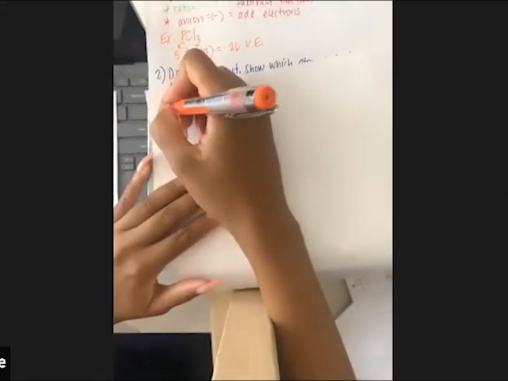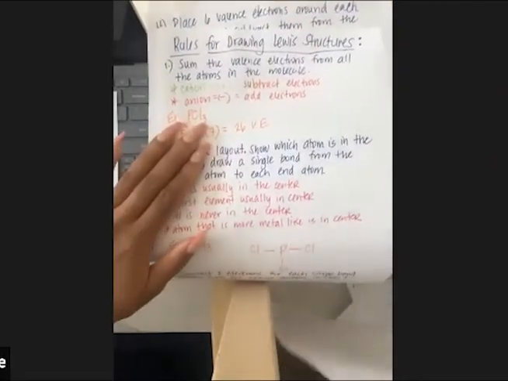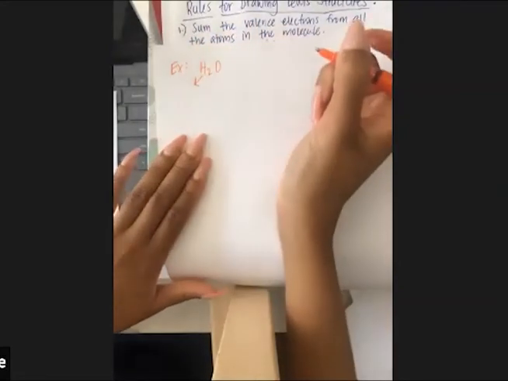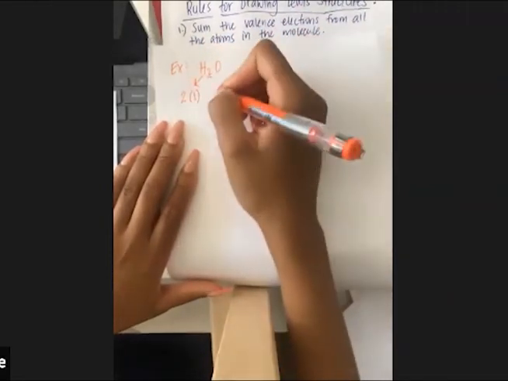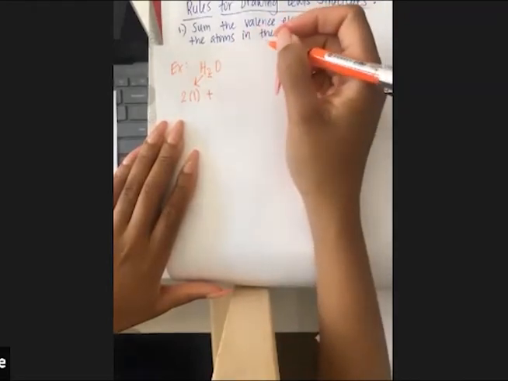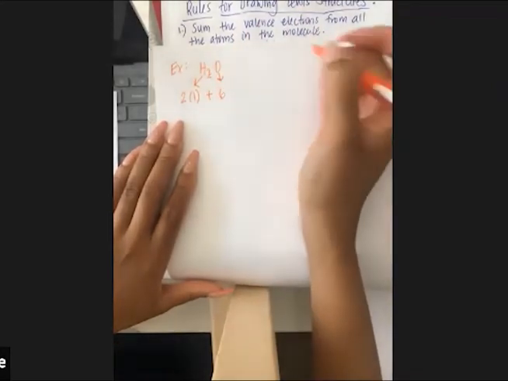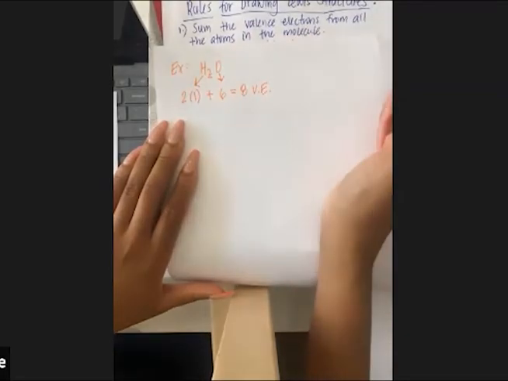Let's see, the first example says, let's do water as my first example. All right, so go back. Step number one says, let's sum the valence electrons from all the atoms in the molecule. So that's step one. Hydrogen's in group one. There's two hydrogens, so I have to say 2 times 1. Oxygen is in group 6. So I put the 6 for valence electrons in oxygen, 2 plus 6. There are 8 valence electrons to play with. That's step one.